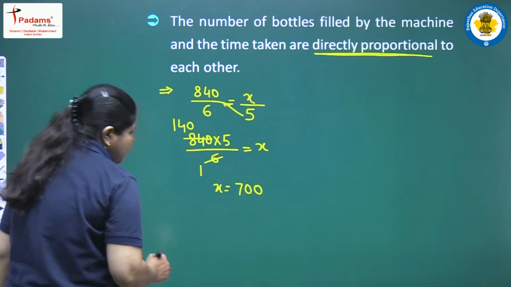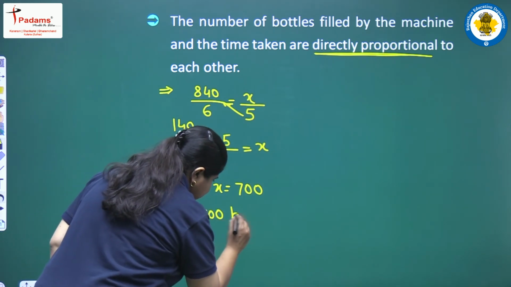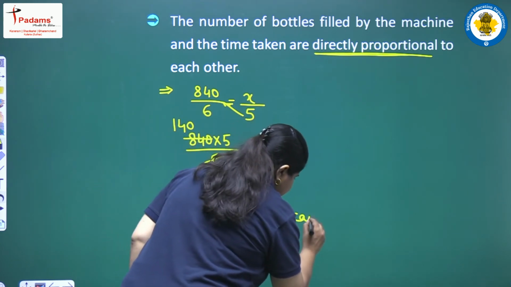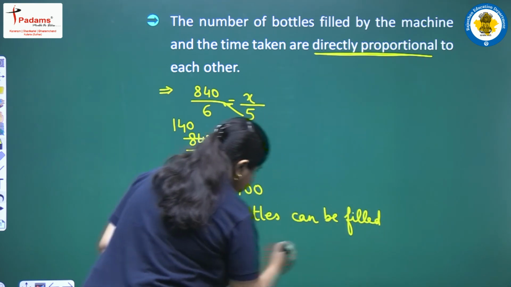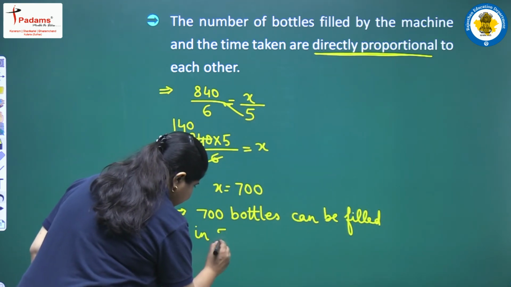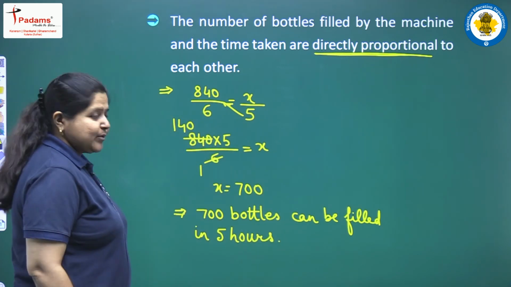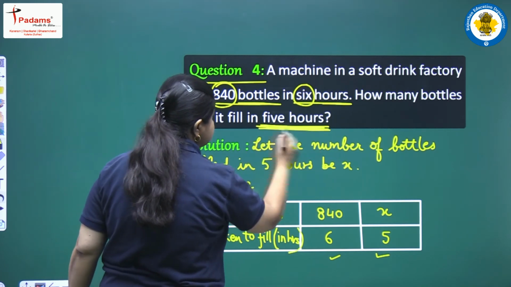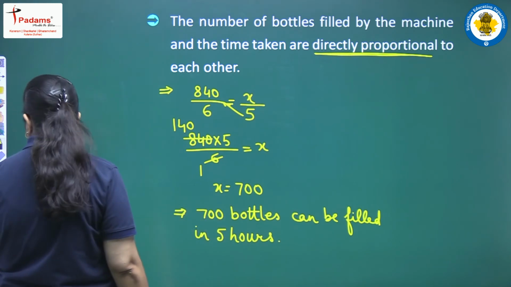So how many bottles can be filled? This implies 700 bottles can be filled in 5 hours. This is the answer to this question. The question was how many bottles will it fill in 5 hours, and so we write here 700 bottles will be filled in 5 hours.